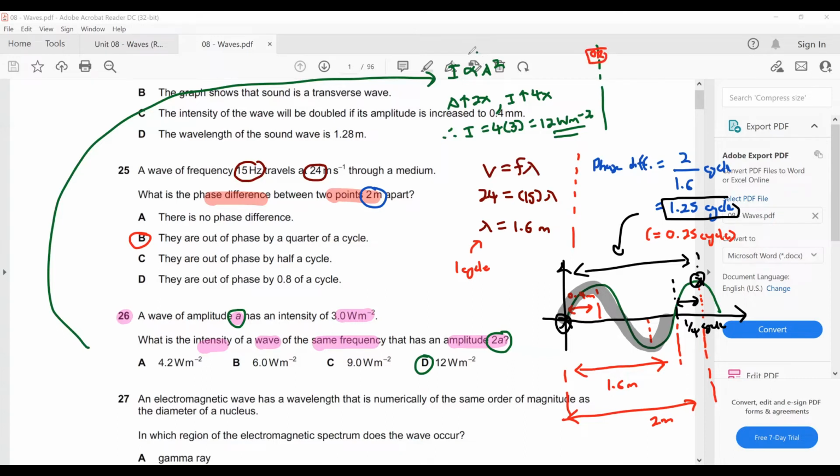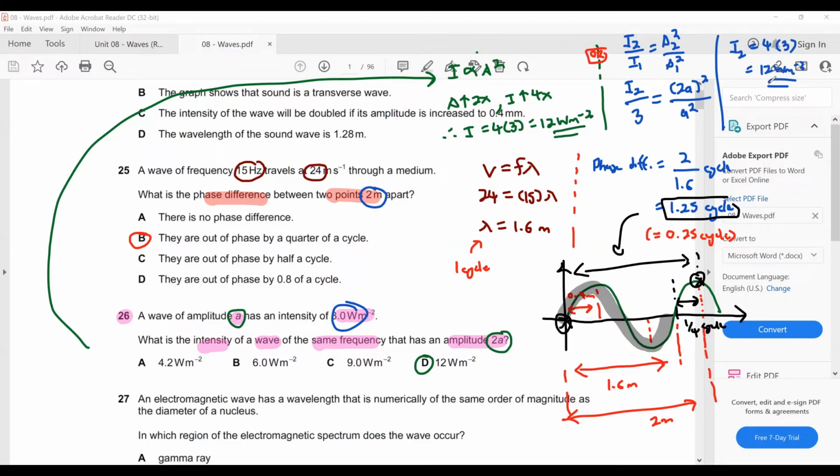Intensity is proportional to amplitude square. You will say that I2 to I1 is amplitude 2 square to amplitude 1 square. You want to find I2. You know I1 is 3. So A2 is basically 2A. You square it. A1 is just A. You also remember to square it. So eventually you will get I2 is 4 times 3, giving you 12 watts per meter squared.